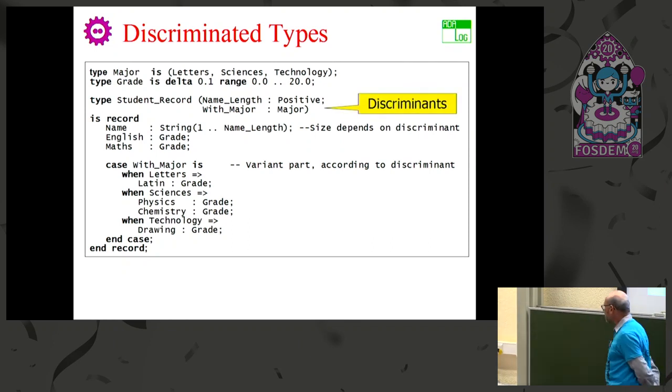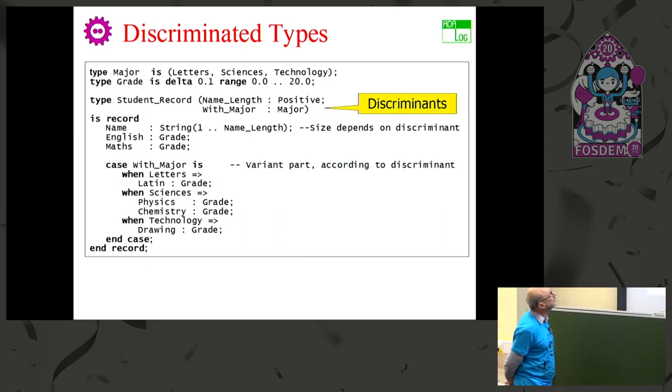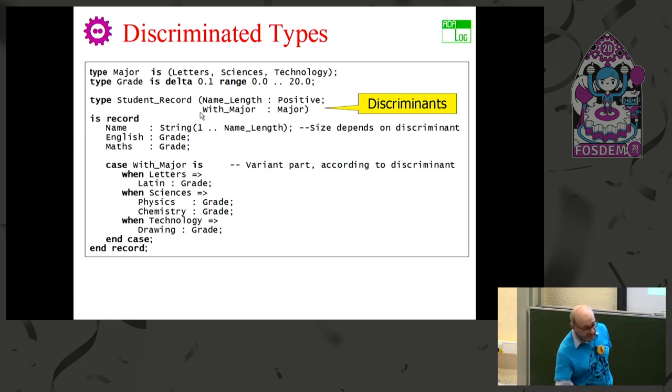A feature of Ada that you won't find in most languages, actually, I don't know of any other language that has it, is the possibility of having parameterized types. They are called discriminated types. So the same way as you could define parameters to a subprogram, you can define parameters to a type.